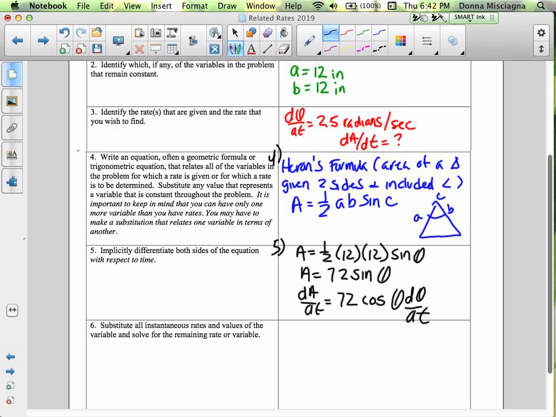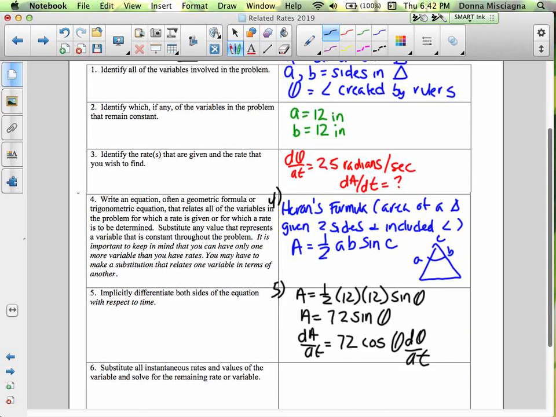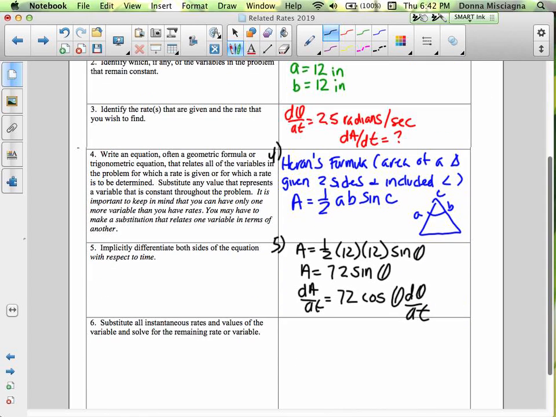Now we just need to plug in because we have dA dt isolated. Theta is pi over 4. This might be a good place to write it because we're interested at the moment that the angle is pi over 4. So we have dA dt equals 72 cosine pi over 4, times 2.5 radians per second.